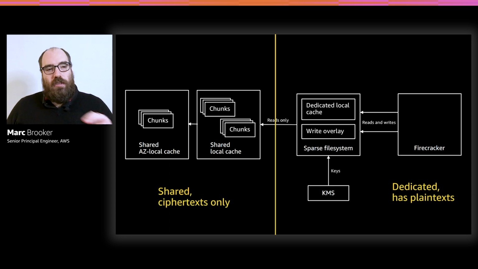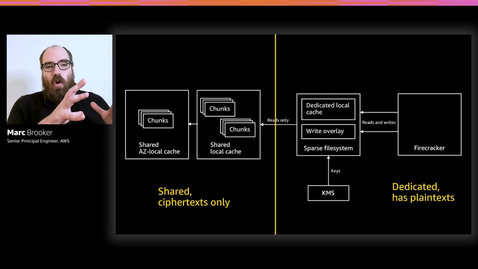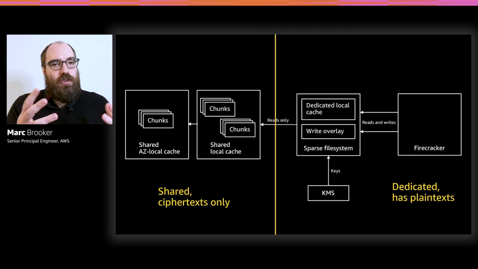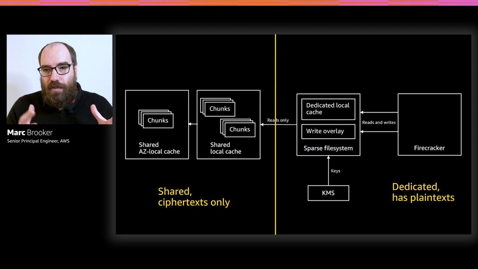So let's step into one of the security properties that I think is important here. These shared components, the shared local cache and the shared multi-AZ cache, only ever have access to the ciphertext of chunks. They never have access to chunk plain text. And they only ever are read from. They're never written to by any of the Lambda workers. And so they're just a read-only store of encrypted chunks of data. And this is a great property for something that is shared across lots of workers and shared infrastructure that is used by many, many workloads.